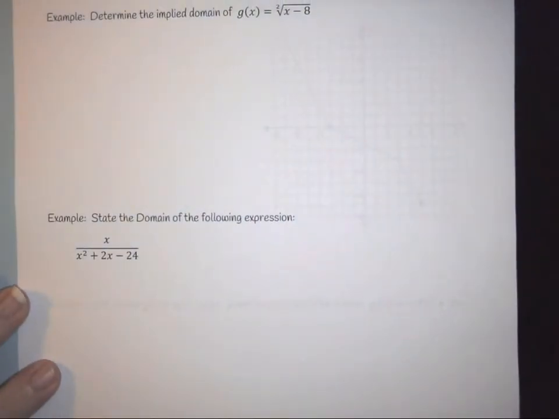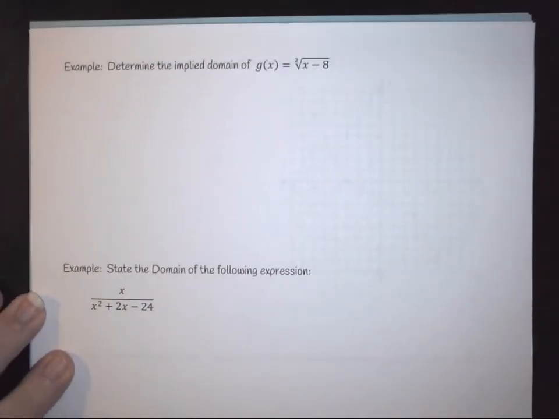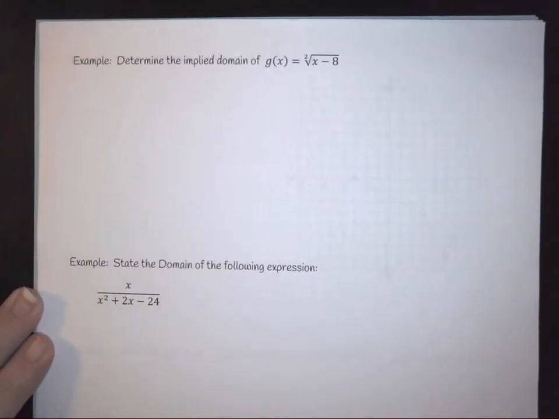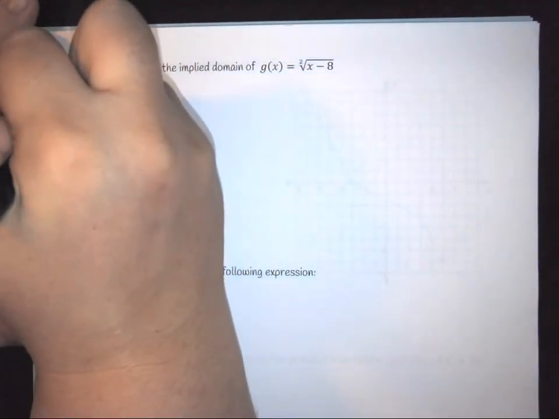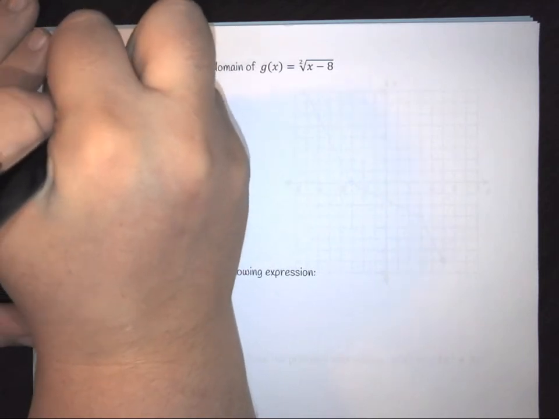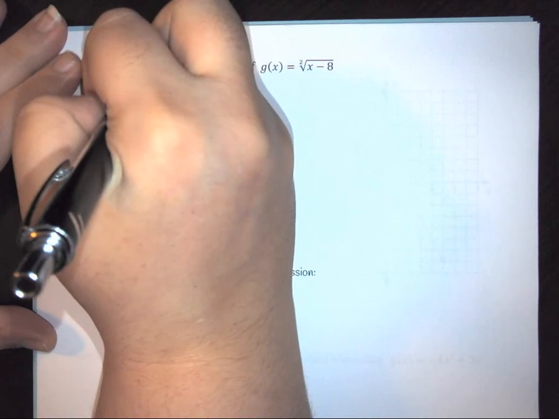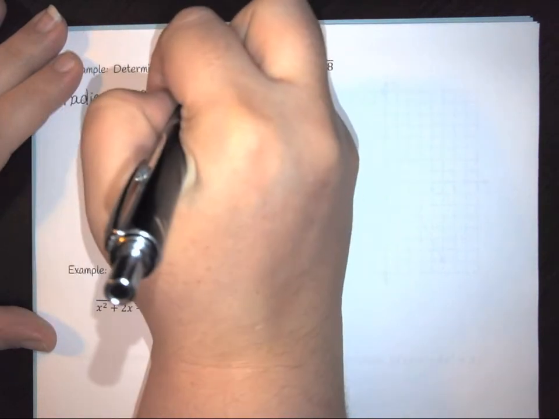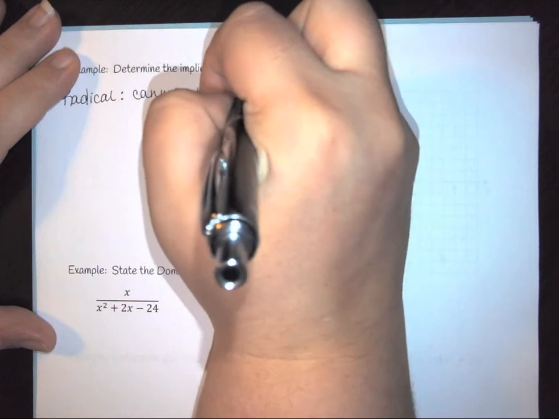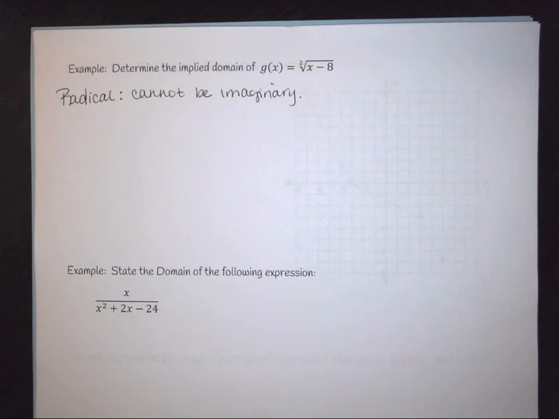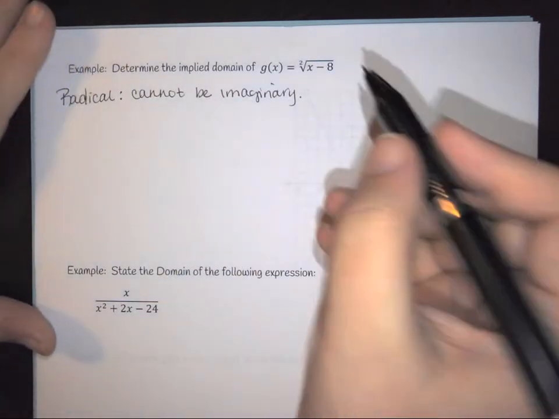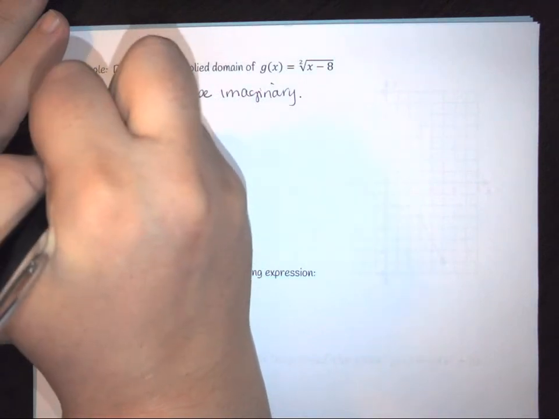Alright, let's take a look at another one. Here, I want to find the implied domain of the following. So here we have to remember our radical rules, which state that you cannot be imaginary. So essentially what that means is the stuff underneath the radical has to be greater than or equal to 0. So here that's what we would do to solve for the domain.